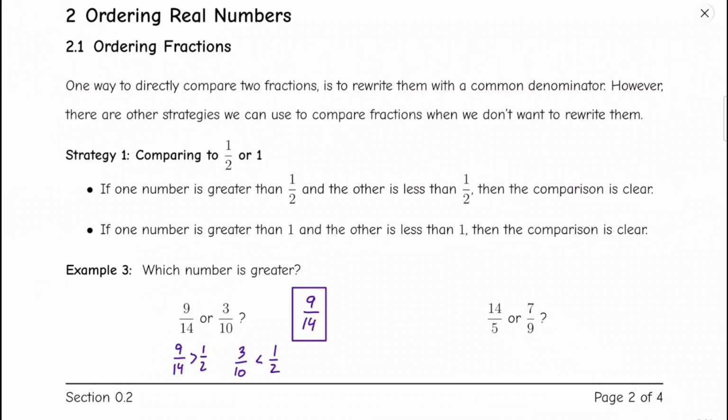14/5 or 7/9? Since 14 is bigger than 5, 14/5 is bigger than 1. Since 7 is less than 9, 7/9 is less than 1. So the 14/5 is bigger.